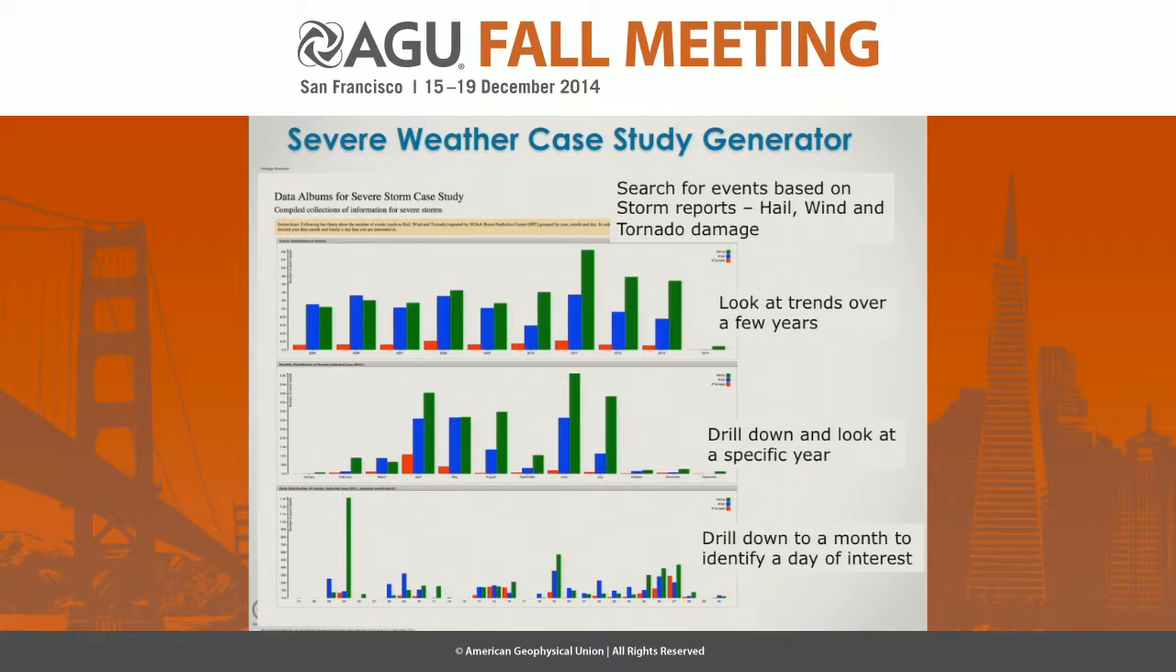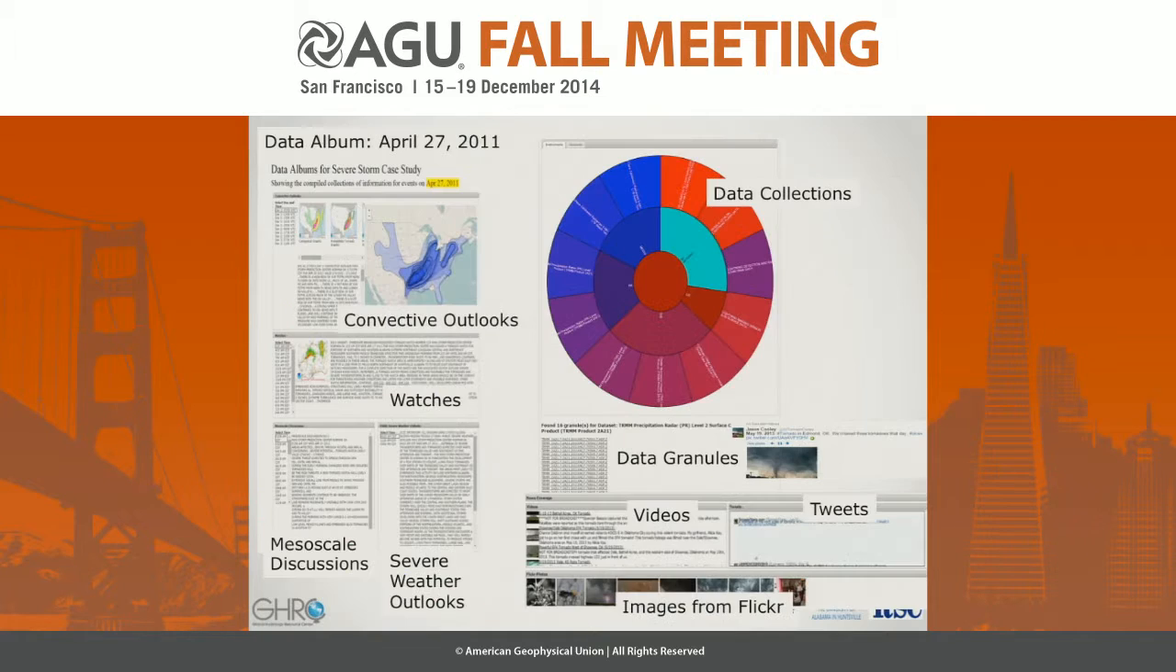This is the example for the severe weather case study generator. We are searching for events based on storm reports for hail, wind, and tornado damage. It shows you the trend over a few years, and you can select a specific year and drill down to months for that year, or you can drill down to a specific day within a month. So it allows you to look at the statistics and identify the case that you want to use.